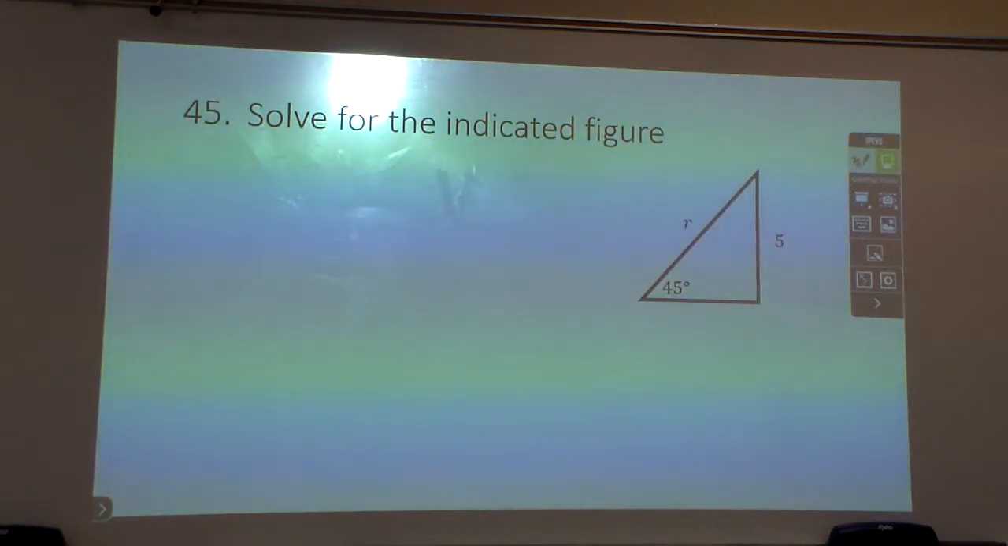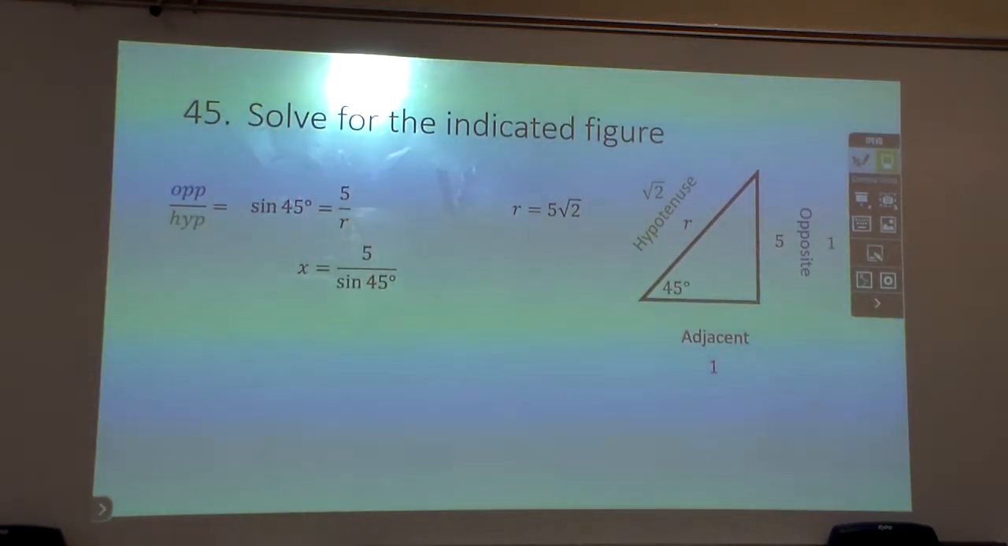So 45 is like the other one. Notice, label my sides, and because it's 45, it's 1, 1, square root of 2. So basically all I have to do is multiply the 5 by square root of 2, so it's 5 square roots of 2, right? Is the best answer. Or opposite over hypotenuse is sine. Once again, switch sides. And 5 divided by sine of 45 would be that as a decimal. If you did calculator, it would be a decimal, provided you make sure your calculator's in degrees. Because that could happen.